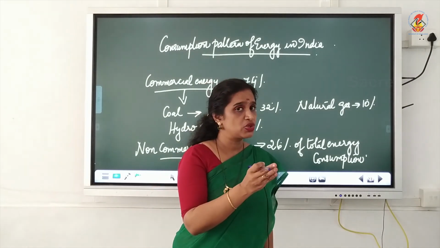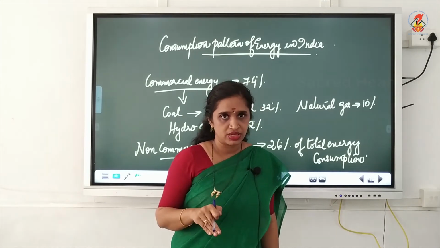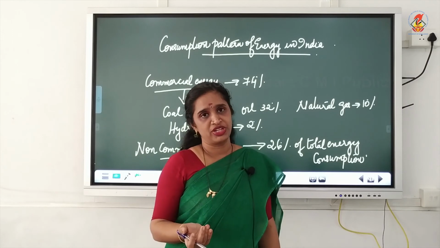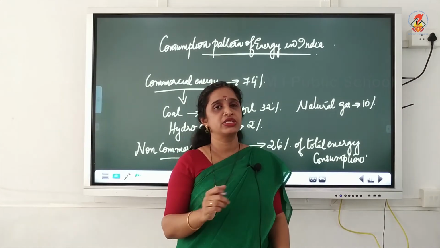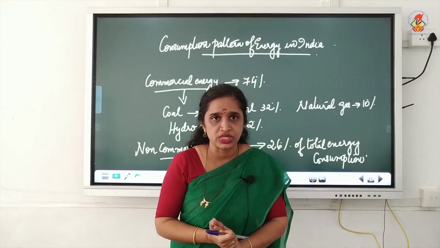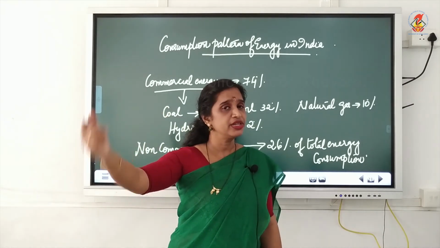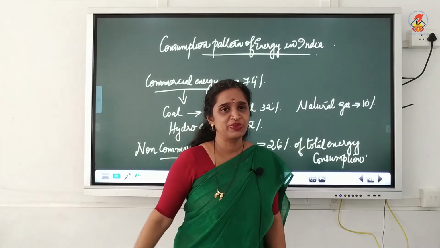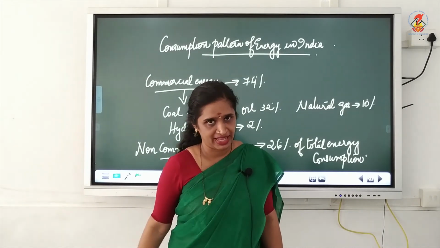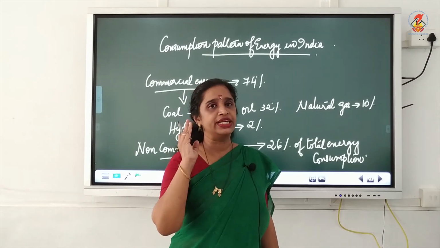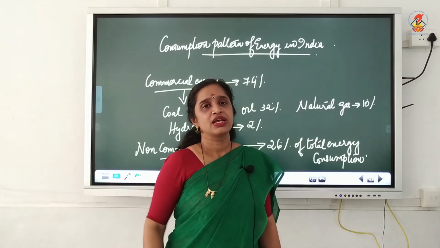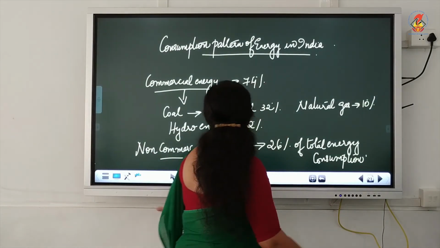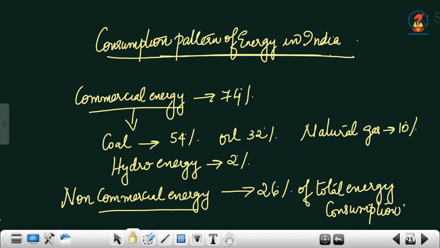So primary source of energy is directly used, whereas secondary source of energy needs some kind of transformation. Primary source examples are coal, petroleum, which can be directly used, whereas secondary source of energy needs some kind of transformation. Electricity produced with hydro power is an example for that. Okay, I hope the three divisions of sources of energy are very clear and their difference is also very clear to you. Now next is the consumption pattern of energy in India.